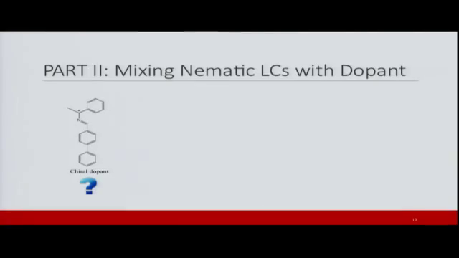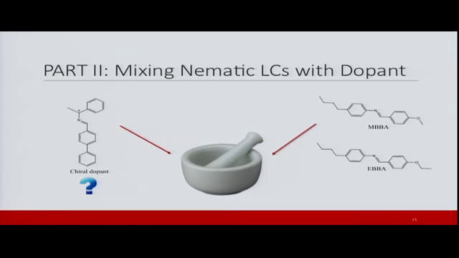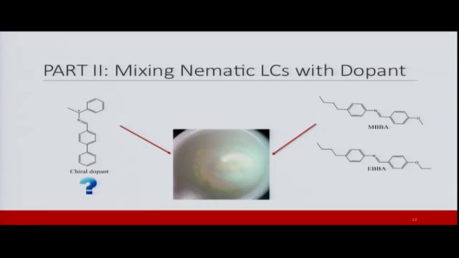In the second part of the experiment, students were using the chiral dopants that they synthesized in the first part, and remember, they didn't know whether it's R or S chiral dopant. And they were mixing the chiral dopant with a mixture of MBBA and EBBA liquid crystals. After stirring this mixture, they were getting opalescent, slightly multicolored mixtures.